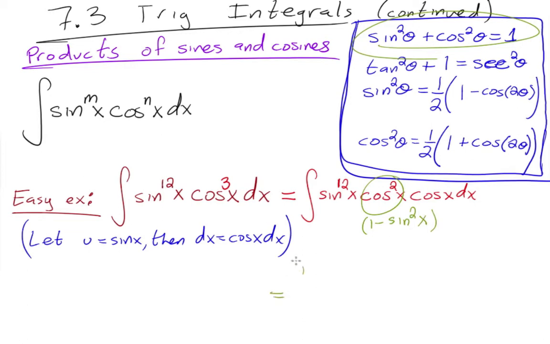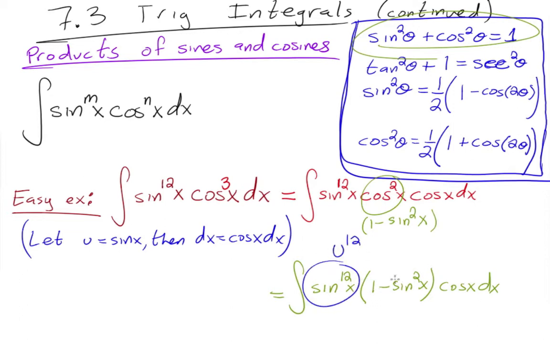Then we won't finish the whole thing, but you guys can see the idea. This is going to be sine to the 12th x times, instead of cosine squared, 1 minus sine squared, and then times cosine x dx. If you let u equal sine of x, this is going to be u to the 12th times 1 minus u squared, and then cosine x dx is equal to du. So all we have is just u's raised to powers, and that we can find, right? What would be your next step to finish this off?